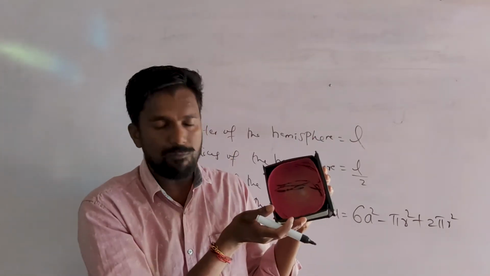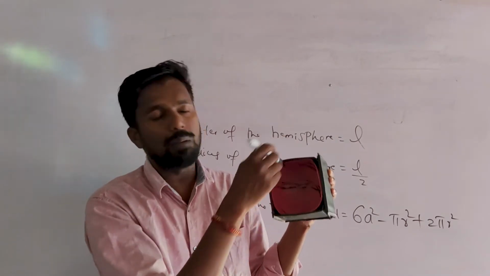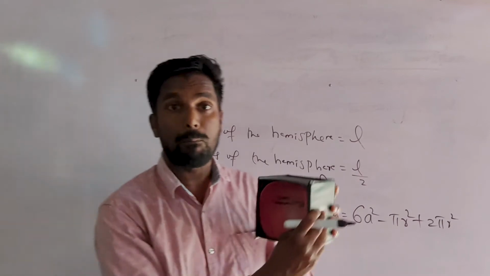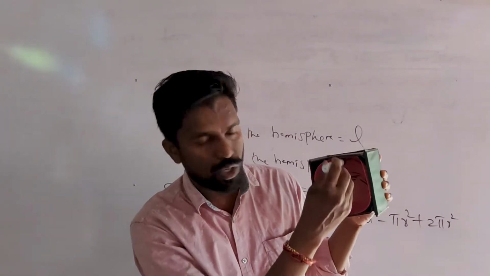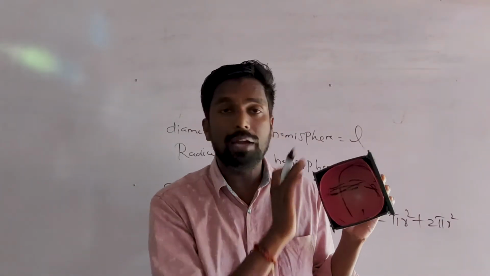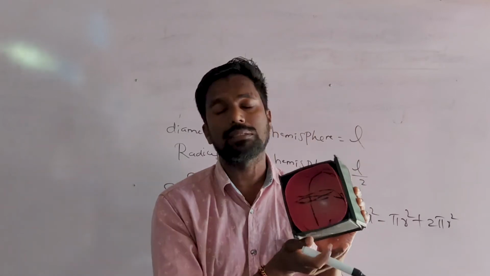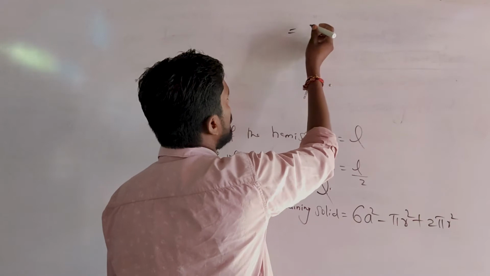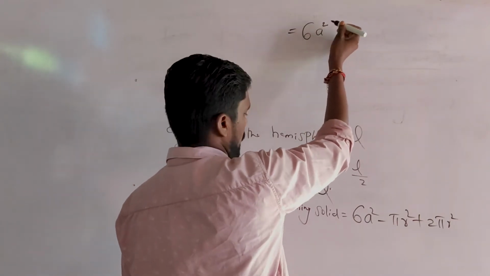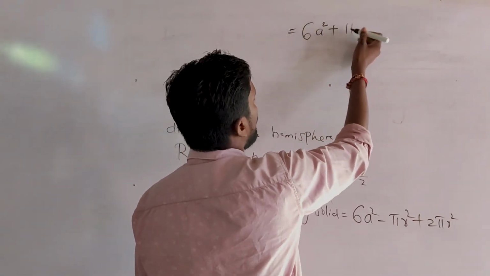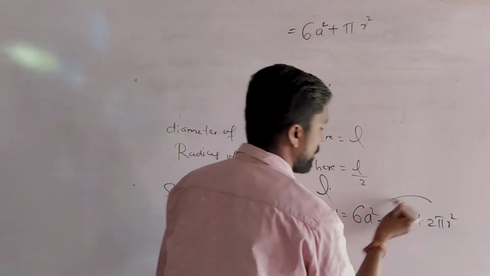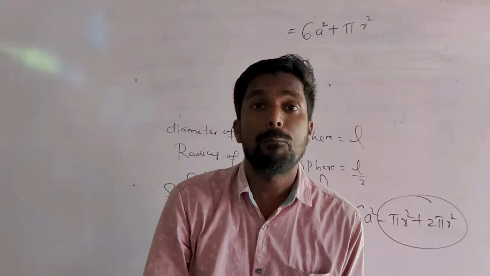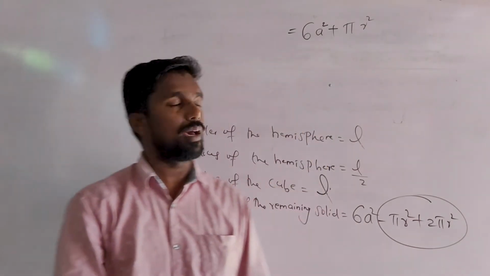From one face of the cube, the circle portion is subtracted: 6a square minus pi r square plus CSA of hemisphere. All the parts you can see, their areas you have to find out. That is equal to 6a square minus pi r square plus 2 pi r square, that is equal to 6a square plus pi r square.